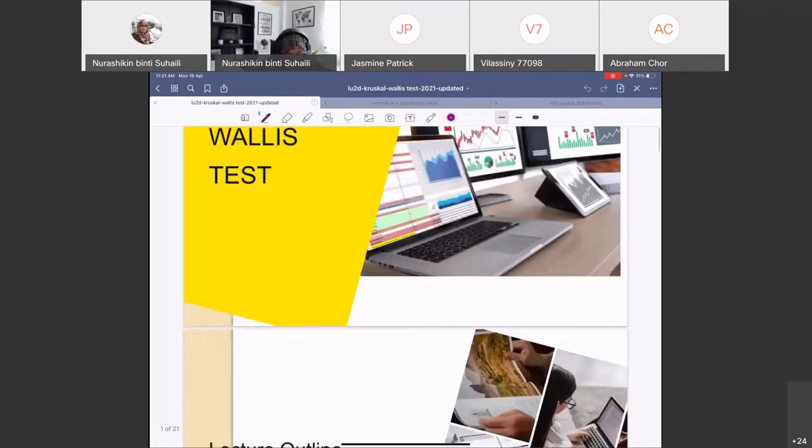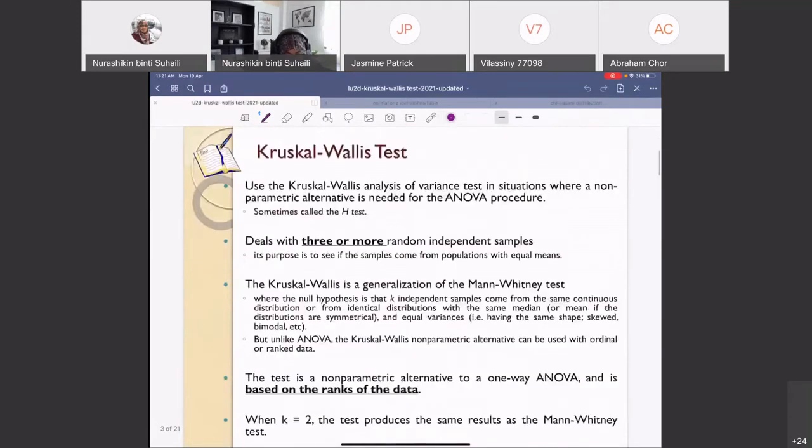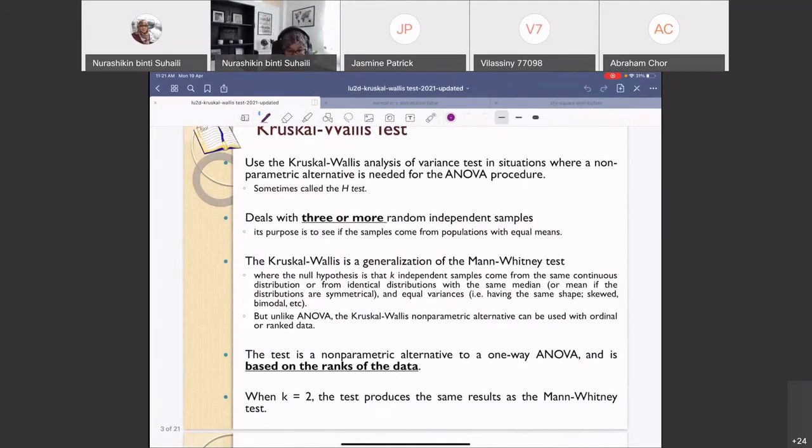Okay, so let's have a look at the introduction. As I said just now, the Kruskal-Wallis test is a non-parametric test used to deal with three or more random independent samples. This keyword is very important: independent. And also three and above. It's not just three, it can be four, it can be five, as long as it is more than two. That is the difference between the Kruskal-Wallis and Mann-Whitney tests.